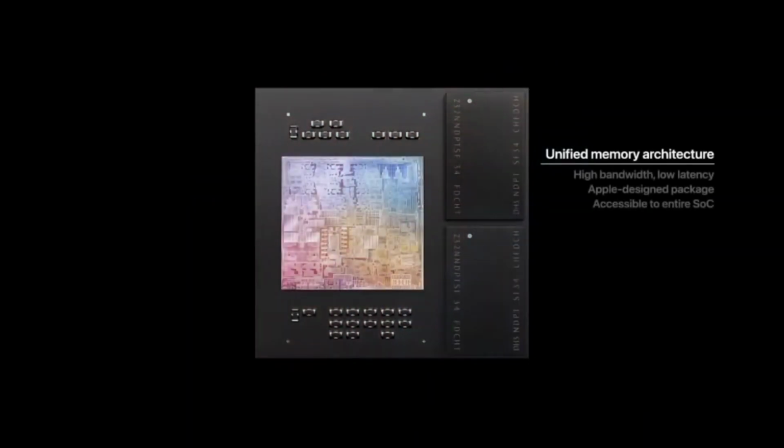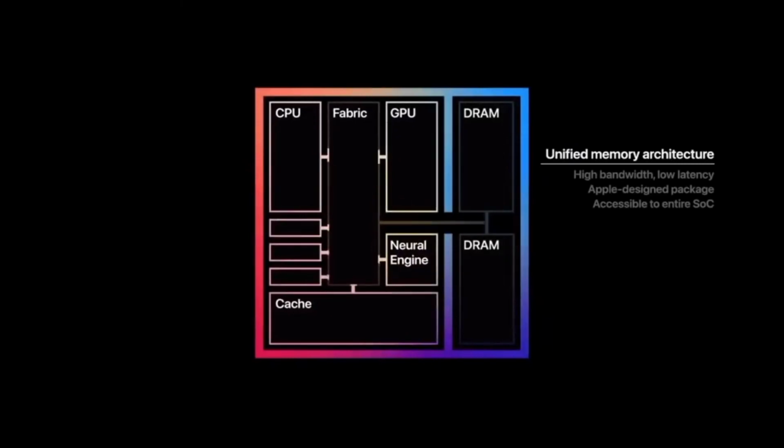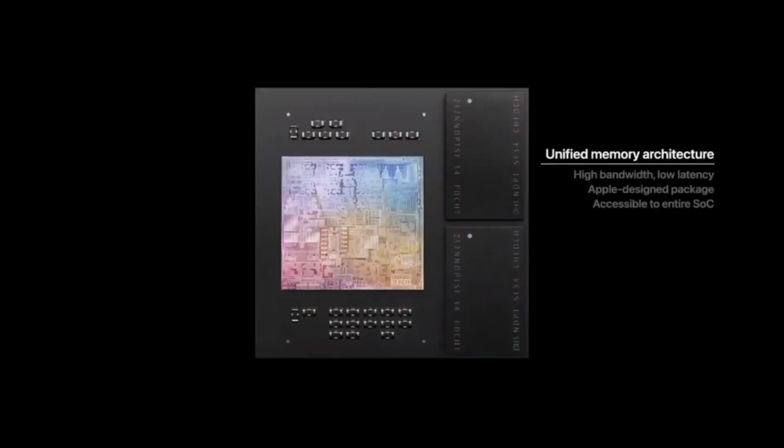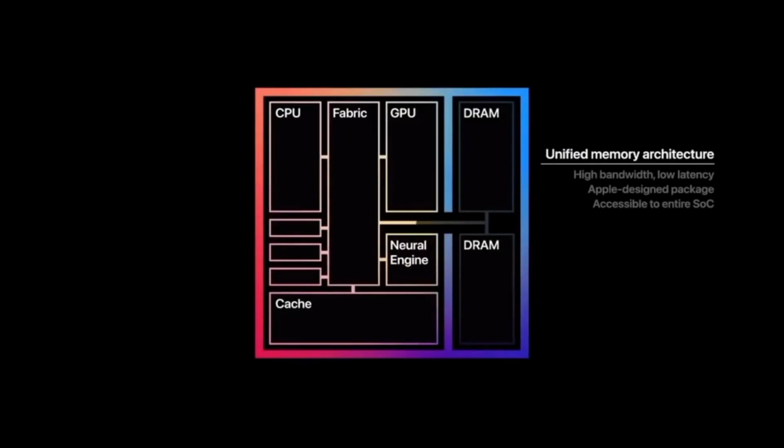The RAM is unified with the SoC. The RAM is LPDDR4X, which has a clock speed of 4266 MHz. There are a maximum of 2 RAM slots in this unified SoC, and not only that, but the maximum limit of RAM in this SoC is 16 GB. You also get PCIe version 4.0 on this SoC.